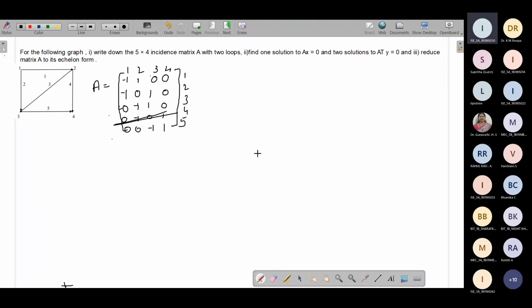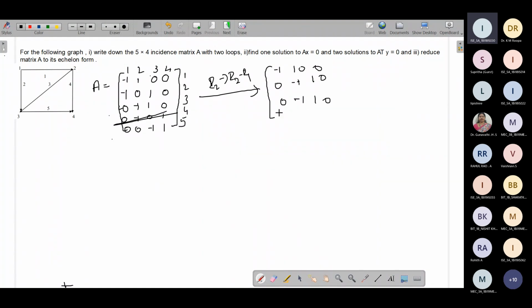So we will now reduce the matrix to echelon form. This A matrix is given. First we'll apply one transformation, R2 minus R1. If we apply it, we get -1, 1, 0, 0, 0, -1, 1, 0. Rest all the rows same: 0, -1, 1, 0, 0, -1, 0, 1, 0, 0, -1, 1.